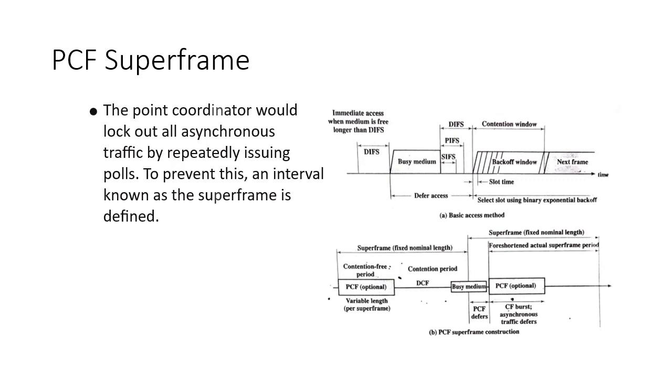At the end of the superframe interval, the point coordinator contends for access to the medium using PIFS. If the medium is idle, the point coordinator gains immediate access and a full superframe period follows. However, the medium may be busy at the end of a superframe. In this case, the point coordinator must wait until the medium is idle to gain access. This results in a foreshortened superframe period for the next cycle.